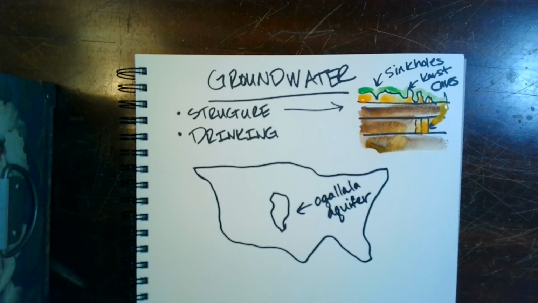This includes all of Nebraska, parts of Kansas, Colorado, Wyoming, South Dakota, and the Oklahoma and Texas panhandles. It doesn't recharge on a human timescale, which effectively makes it a non-renewable resource.